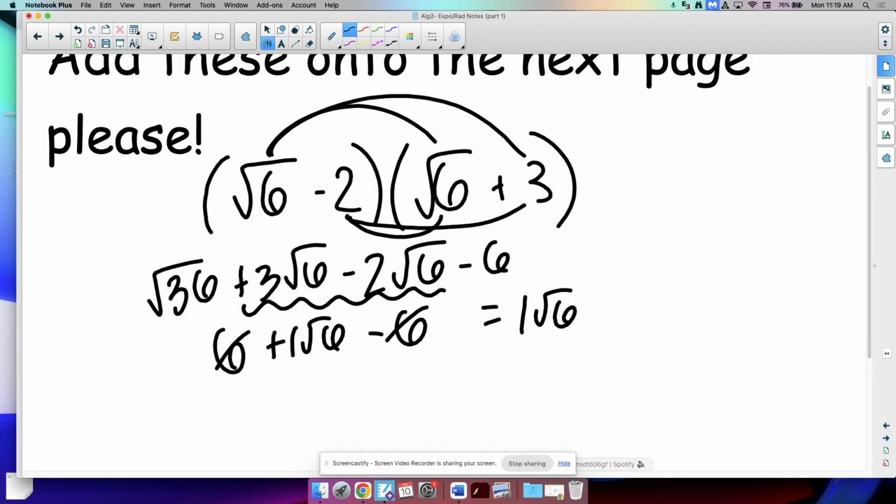So, FOILing is really just a way of multiplying. Inside the radical stuff goes together, outside the radical stuff goes together. Questions on that one? Okay, one more.